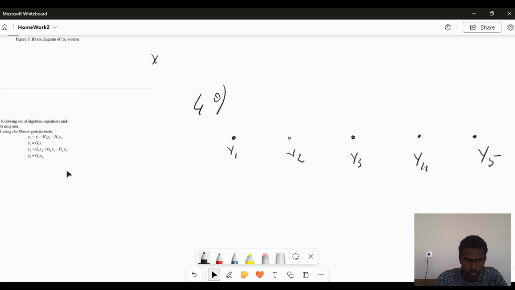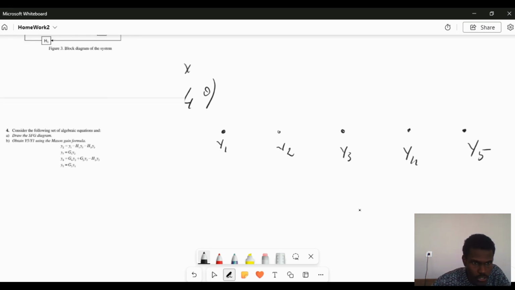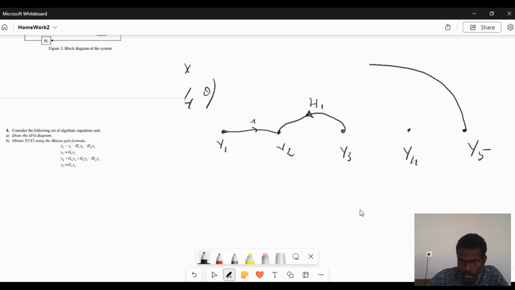Okay, so here let's see. We can see that y2 is equal to y1, so here we have only one gain, and minus h1 y3. So here we have minus h1, so it's going to the front side. And we have also minus h3 y5. So from y5 to y2 with h3 as feedback.